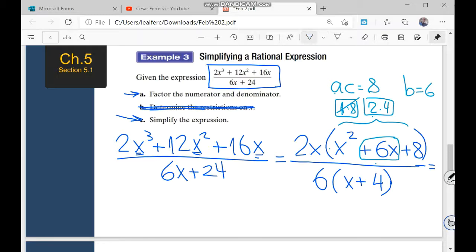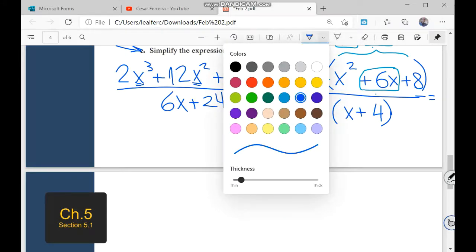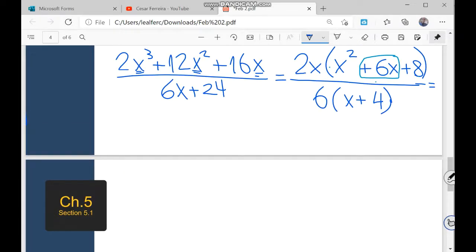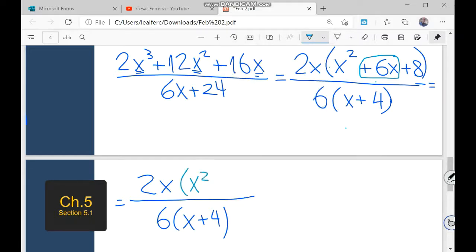Check this out. Repeat 2x in the numerator, and repeat 6x plus 4 here in the bottom. And let's break down this polynomial here: x squared plus 4x plus 2x plus 8. Right?